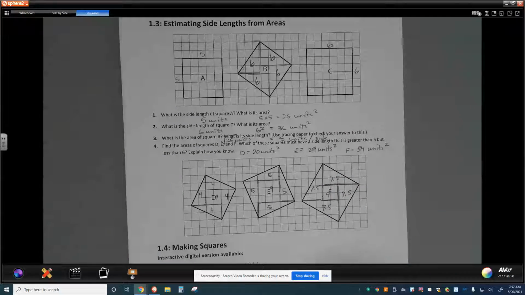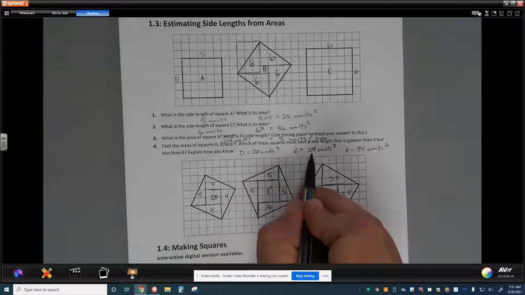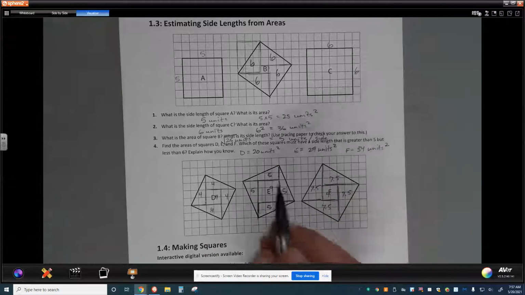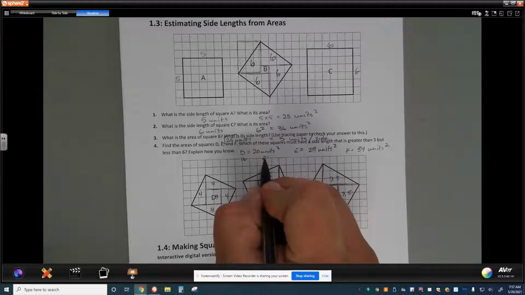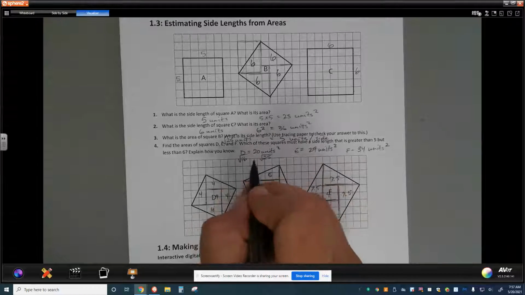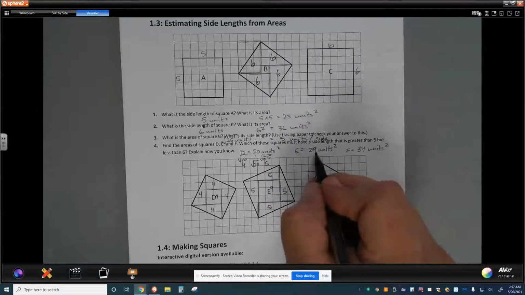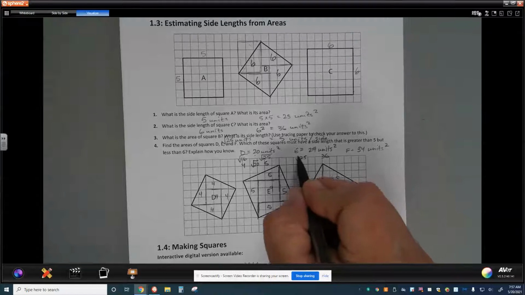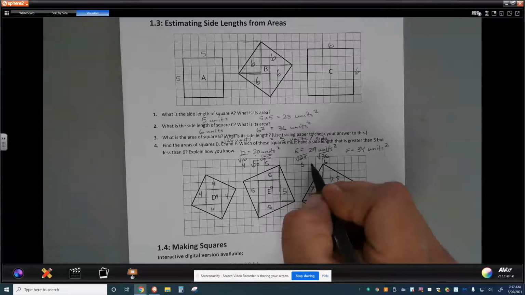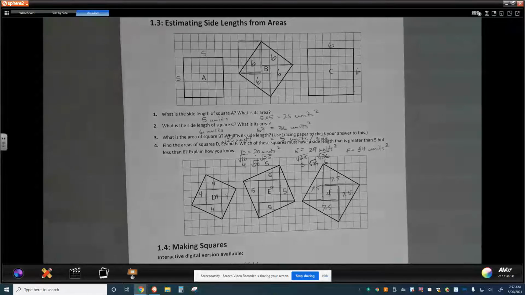Now the question says, which one must have a side length that is greater than 5 but less than 6? Explain how you know. Well, 20 is not a perfect square, neither is 29, neither is 34. But taking the square root, we can make estimates of this. I know that 20 is between 16 and 25, and the square roots of 16 and 25 are 4 and 5. So the square root of 20 will be somewhere in between 4 and 5. 29 is between 25 and 36, whose square roots are 5 and 6. So we know the square root of 29 must be between 5 and 6.